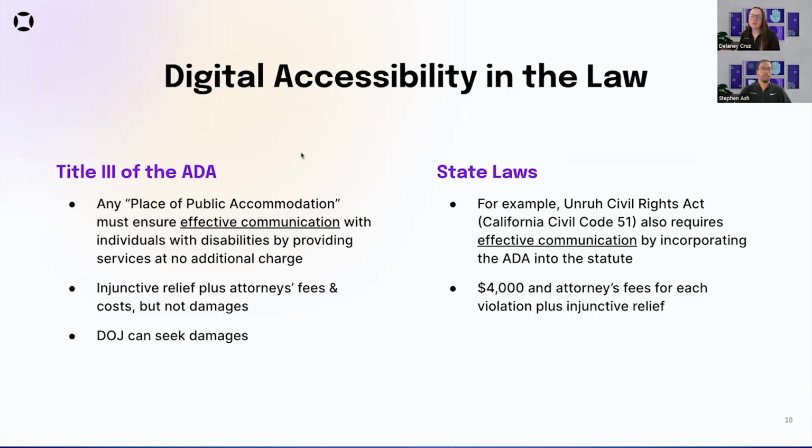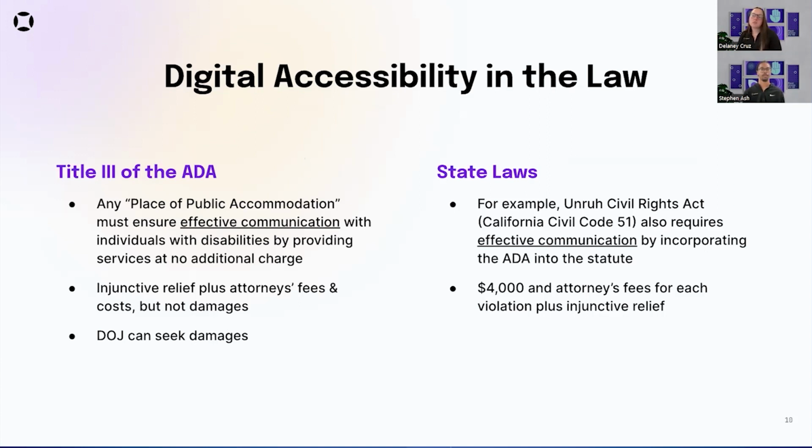So Title III specifically of the ADA is the legislation that rules websites to be places of public accommodation. When we're thinking about what could happen if a website is sued for not being accessible, injunctive relief plus attorney's fees and costs, but not damages. However, the DOJ can seek damages.